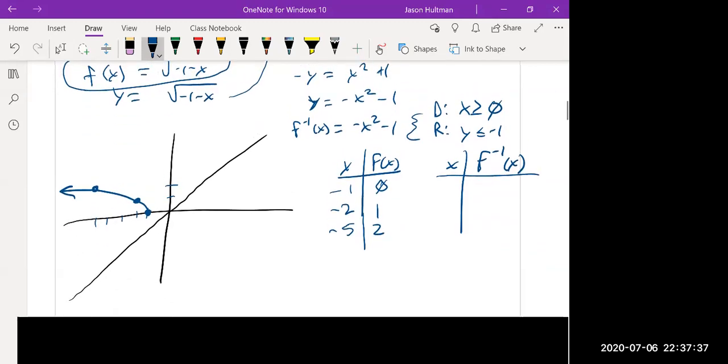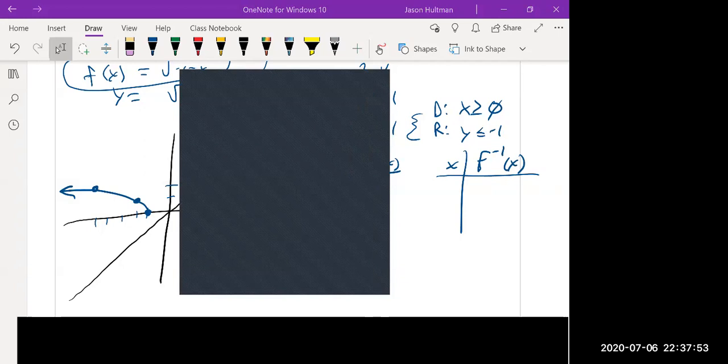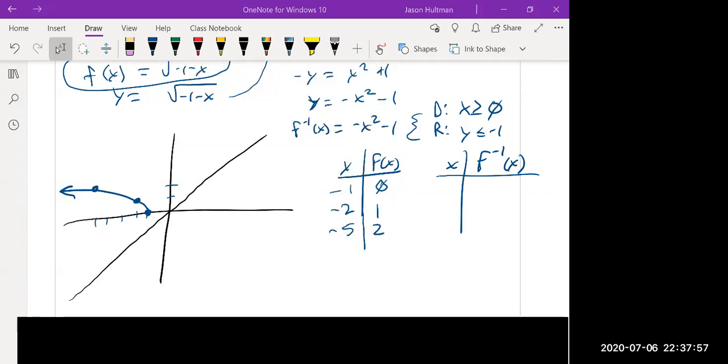Let's look at our inverse function. What do you think our inverse function is going to look like? Any ideas? How about a mirror image? Wouldn't it be a mirror image of this along the line y equals x? Yeah, it'll be a mirror image along the line y equals x.